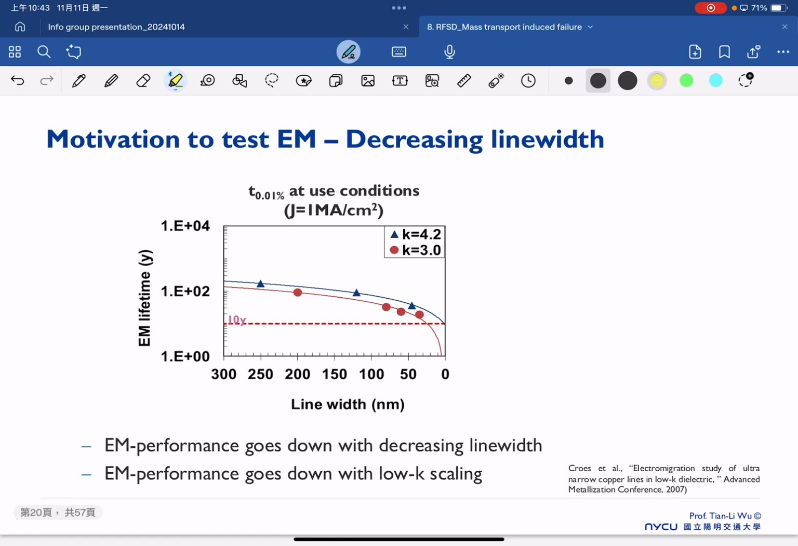And now this is also another issue here: decreasing of the line width. Why do we have to decrease the line width? It's the same as one of our roadmaps to push the semiconductor for scaling. As I say, we are not only scaling the dielectric thickness, we're also scaling the interconnection line width.